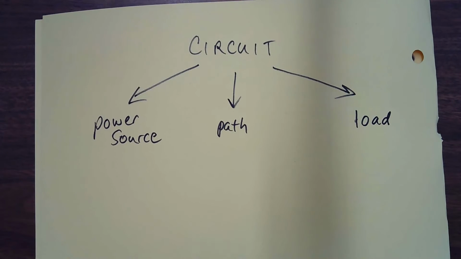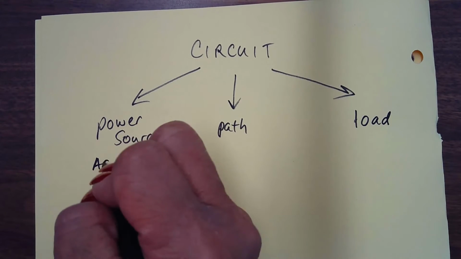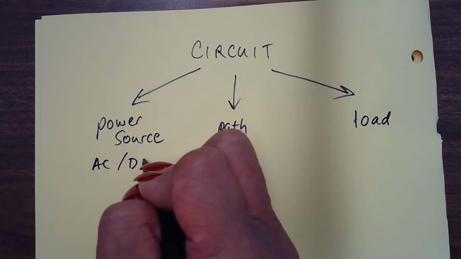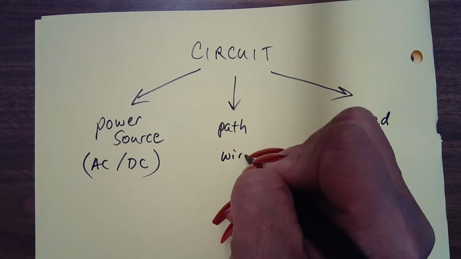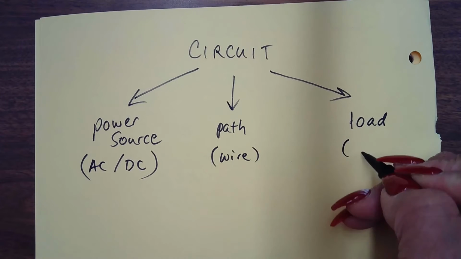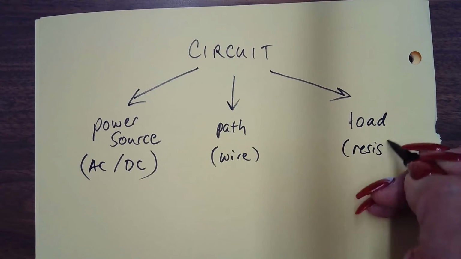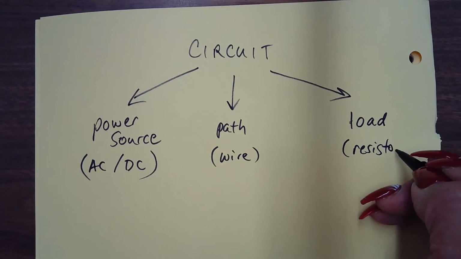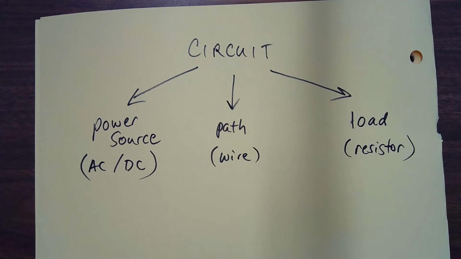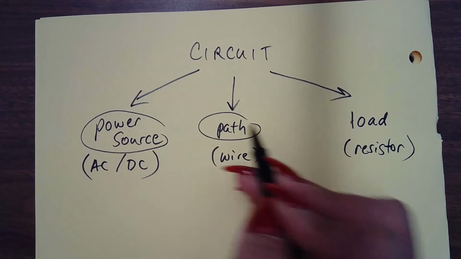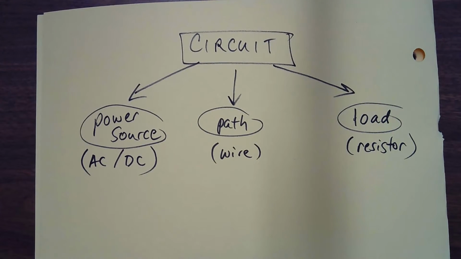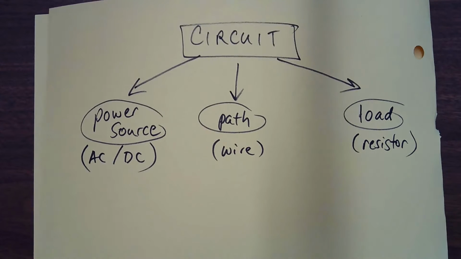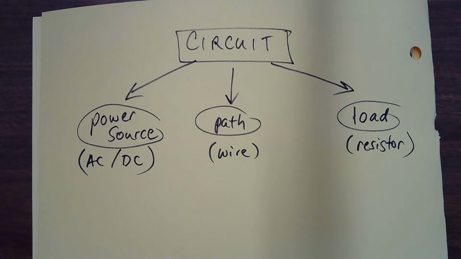So basically a power source could be AC or DC, a battery or an outlet. The path would be your wire. And the load could be your electronic device or any resistor, or it could be a light bulb. So these are the three parts of a circuit. You can't have a circuit if one of them is missing. Okay, so let's draw a typical circuit.